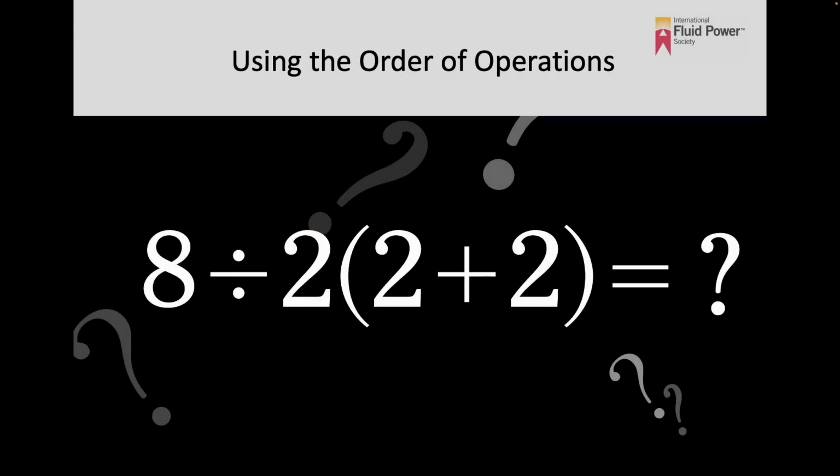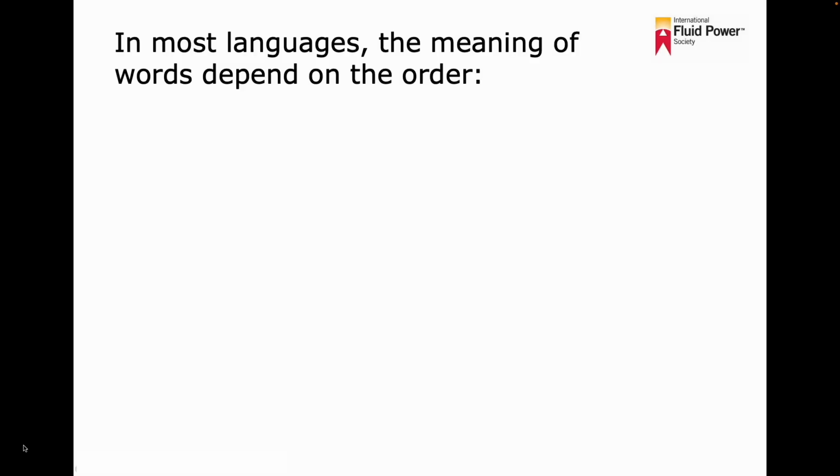Using the order of operations. Sometimes we are confronted by equations that look somewhat complex, such as the one shown. 8 divided by 2, and then in parentheses, 2 plus 2 equals, well, what does that equal?